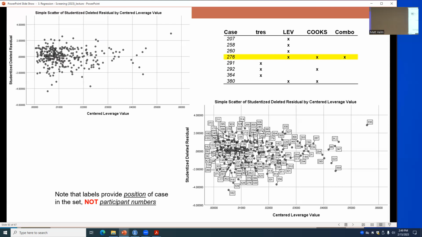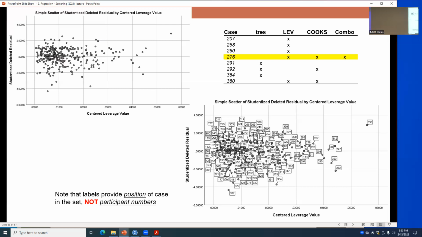Probably 276 is the case I want to take the closest look at, and think about what is happening with this person. I might compare the results of my model with and without that case. This came up as a high leverage, high influence value. On my combination plot, this is the case way out there on the end. None of this has to be problematic, but you want to look at the potential impacts in combination, using these screening procedures.